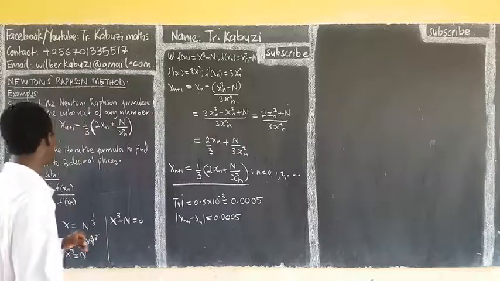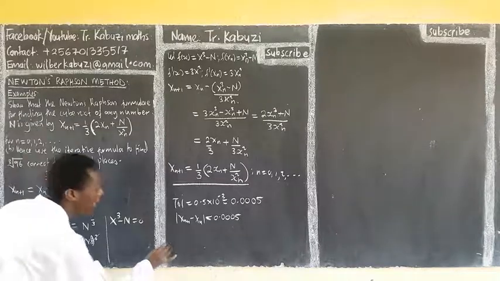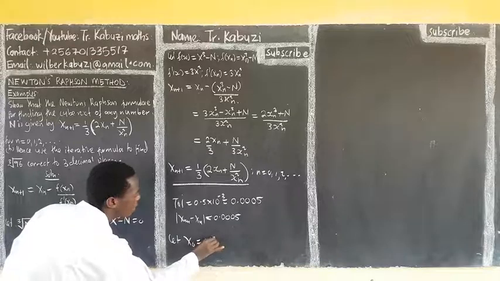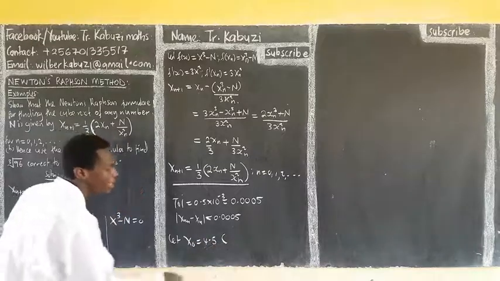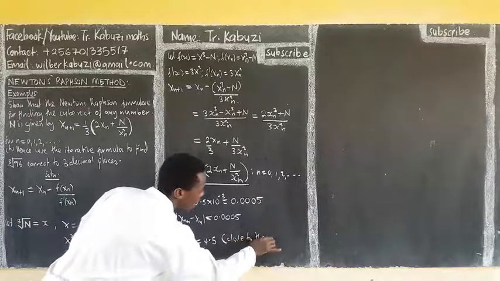So now the question is, what is going to be our initial value? When you get the cube root of 96, it's 4.5 something. So you can say, let my initial root x0 be 4.5. Why am I choosing this? Because it's close to the exact root.